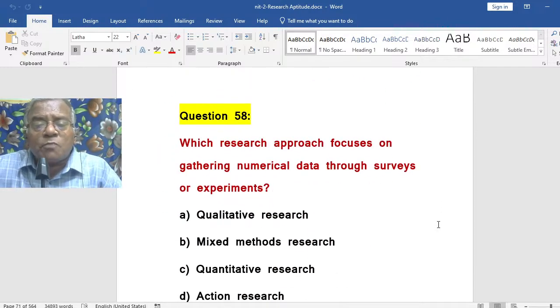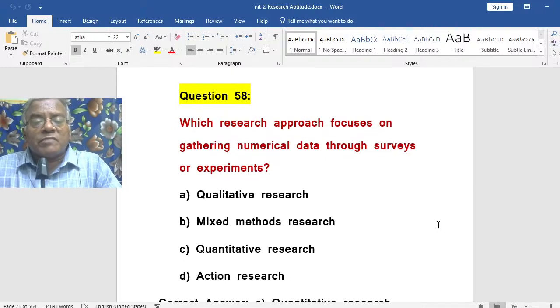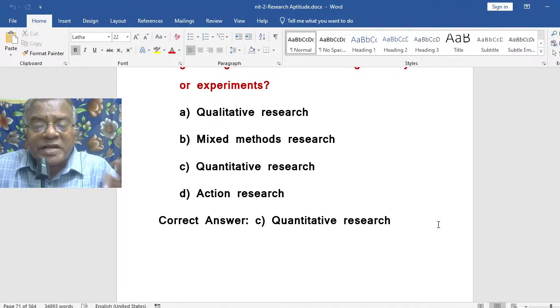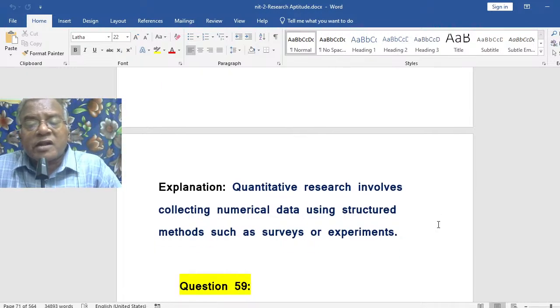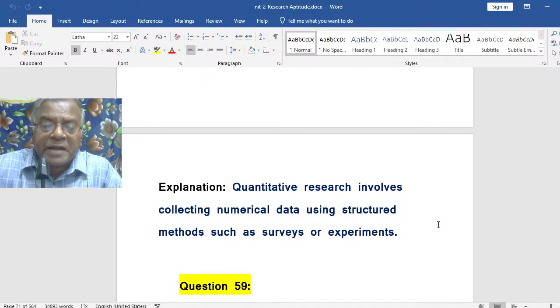Which research approach focuses on gathering numerical data through surveys or experiments? Out of these four, which is the right one? Which research approach? That is quantitative research. Quantitative research involves collecting numerical data using structured methods such as surveys or experiments.